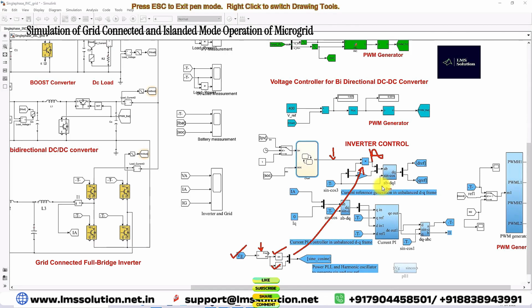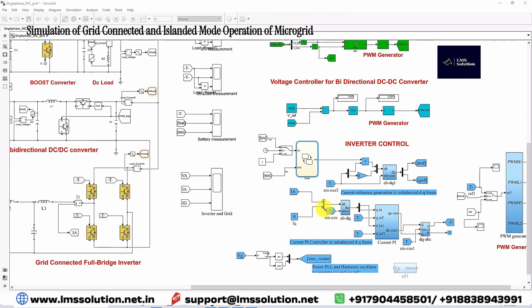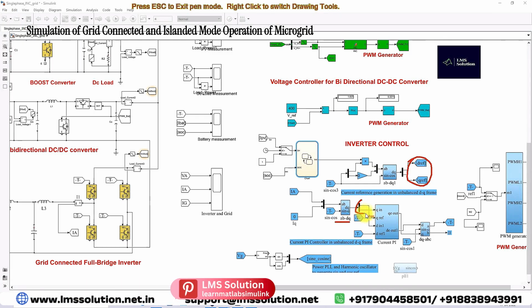Here you need to convert the phase neutral quantity into dq form by using the ABC to dq transformation, and then it is known as the d reference and q reference. Next you measure the actual grid current or inverter current, which is converted into dq by using the transformation. Then the dq reference current and the actual current are compared and processed via the PI current controller.